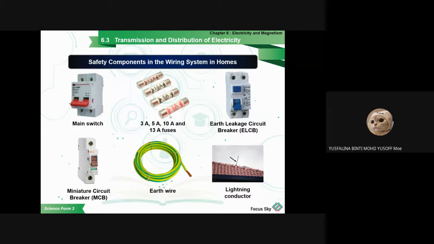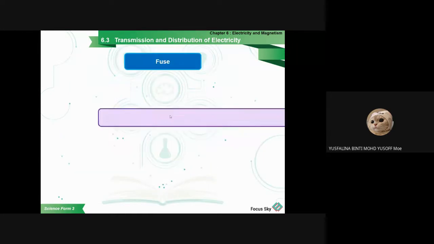Main switch, you already know this one. If anything happens, you just shut it down, so all the current in the house will be cut off. And the fuse was also explained just now. It has a thin wire, but later we will see more about the fuse. So this is the fuse.